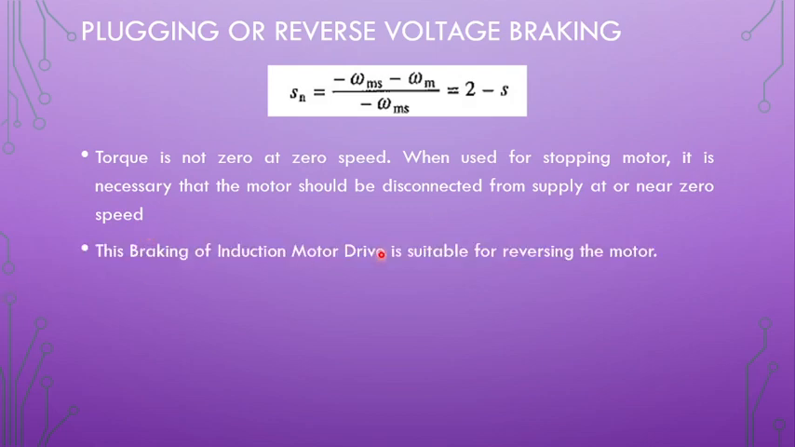This braking of an induction motor is usually suitable for reversal drives, where we need forward rotation and reverse rotation in particular applications as per our requirement. In industrial standards, there are a lot of applications which require reversible drives, and we know that in industry 90% of the motors used are induction motors. Keeping that in mind, this plugging or reverse voltage braking is widely employed.